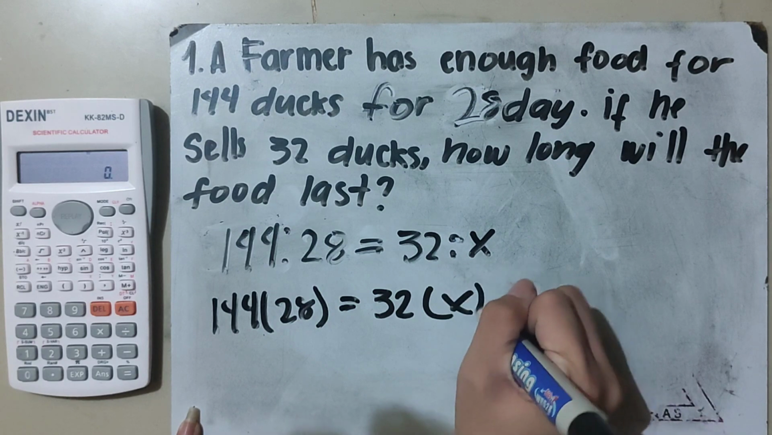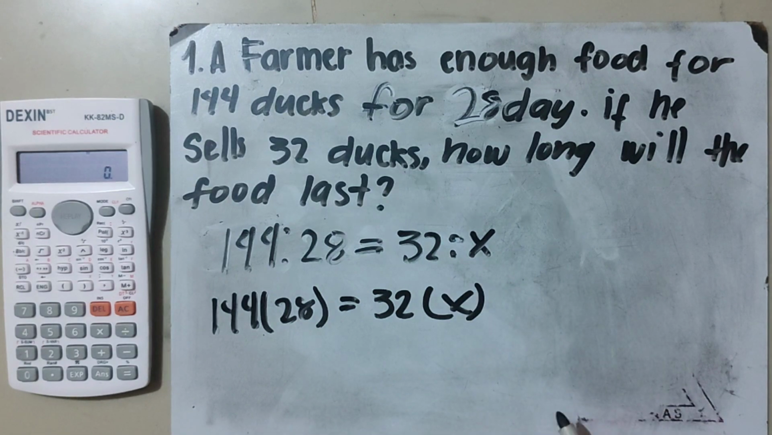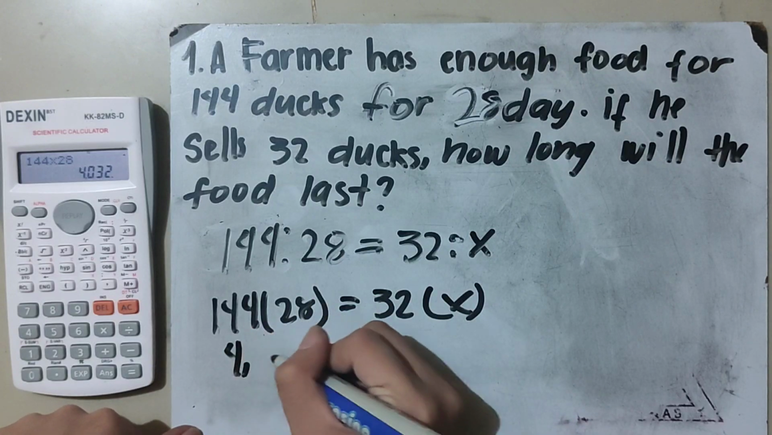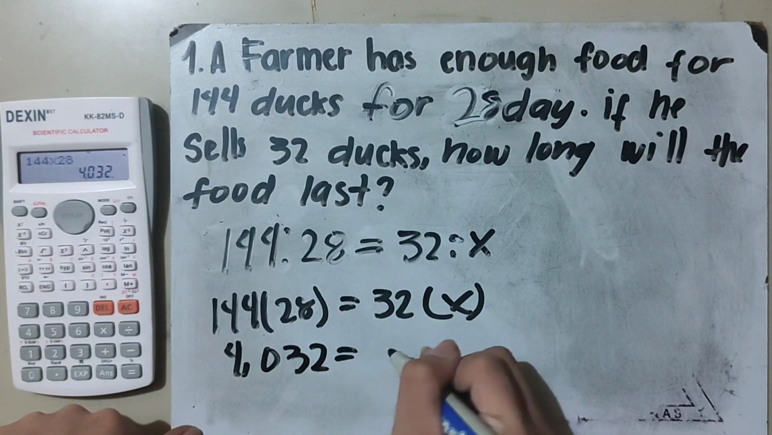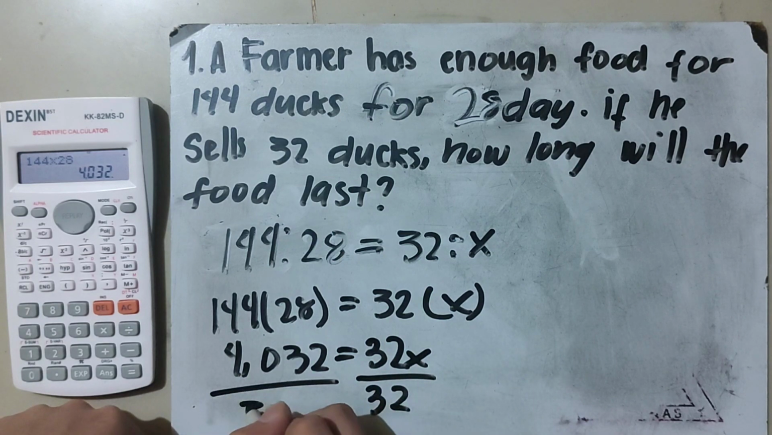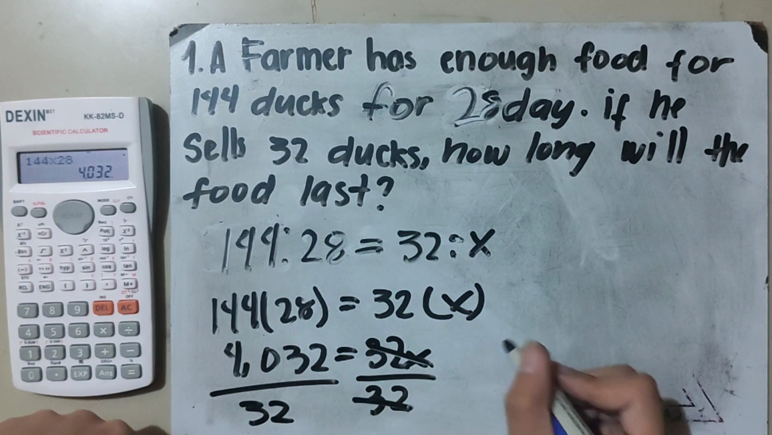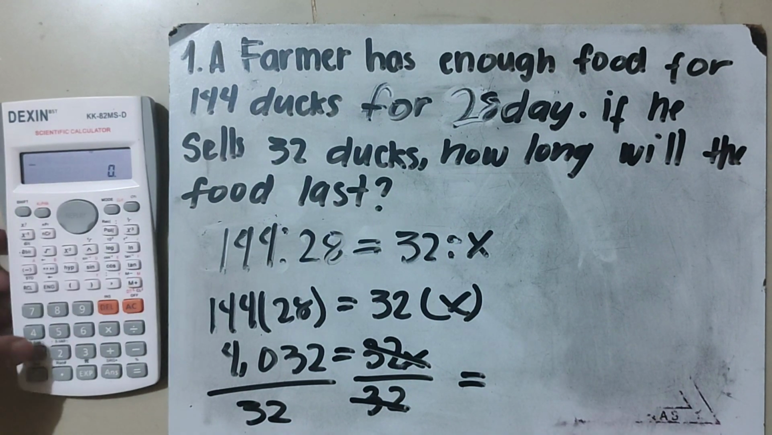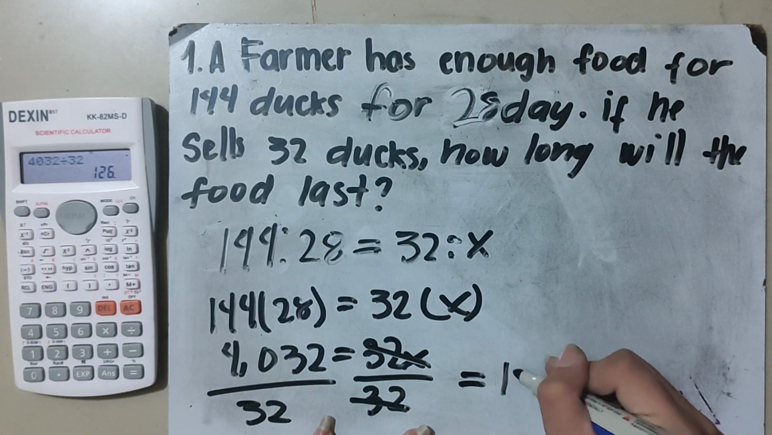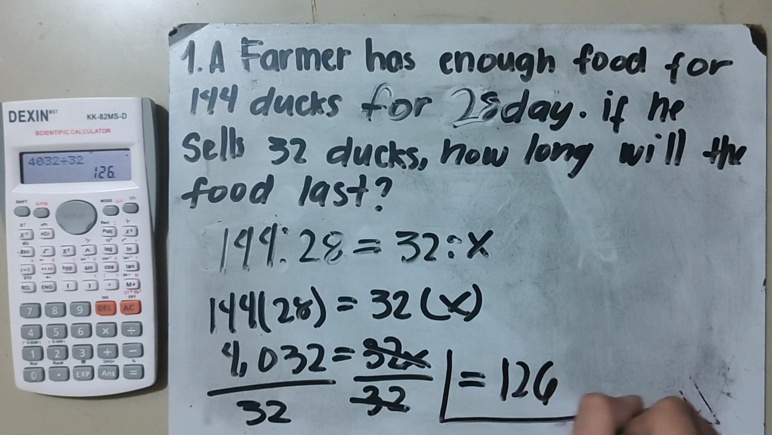So, we have 144 times 28 equals 32 times x. Let's multiply that and we have 4,032 equals 32x. Then, divide natin yung katabi ni x, which is 32, sa both sides. So, we have 4,032 over 32. Then, divide it. And we have 126 days para mag-last yung food.